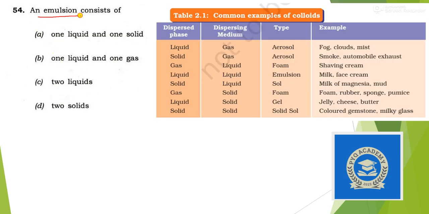Now, emulsion consists of... Okay, remember this table, because various questions can be asked from it. This time they asked about emulsion. In the next exam they can ask about aerosol, or foam or gel. So in emulsion it is liquid in liquid. So there are two liquids. The answer is option C.